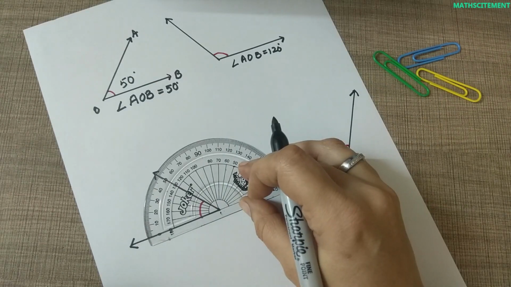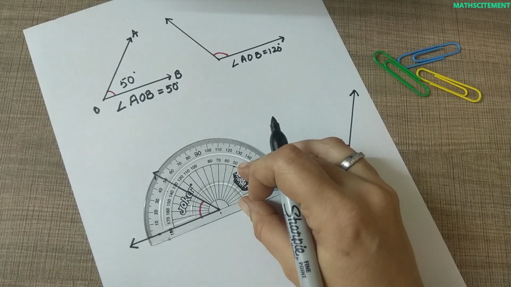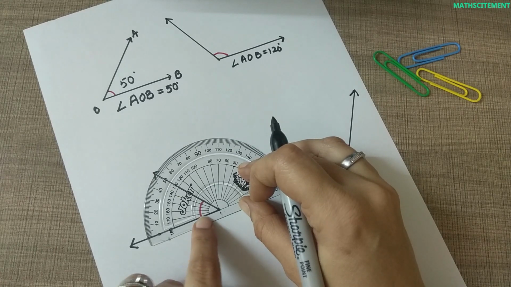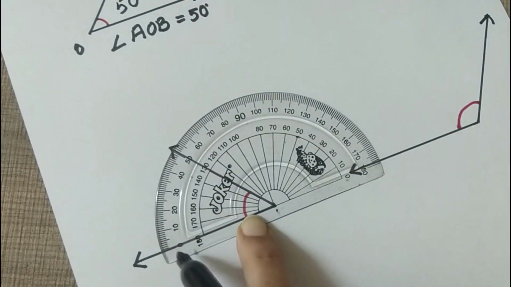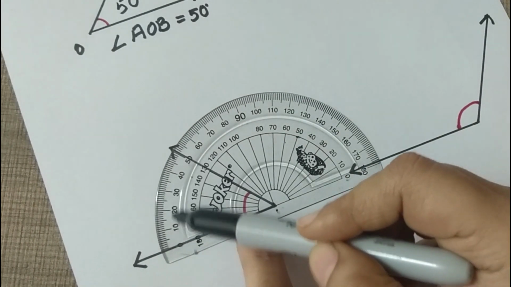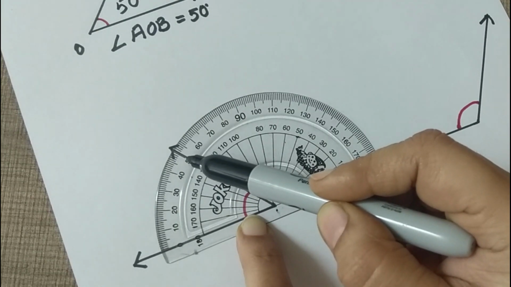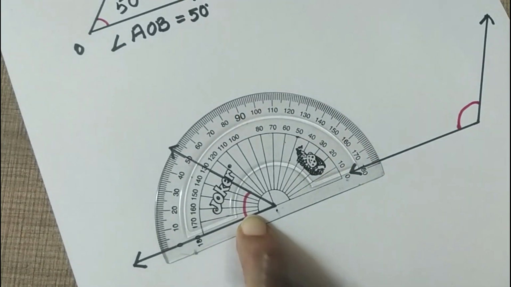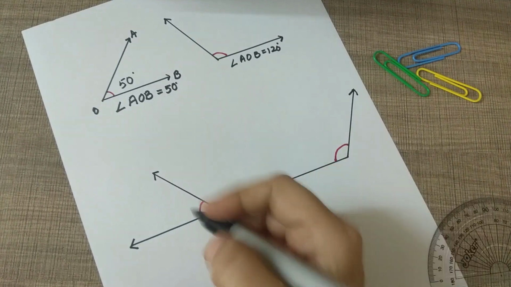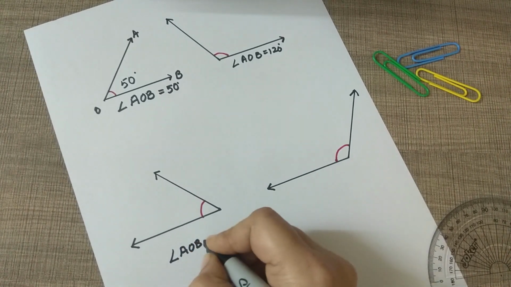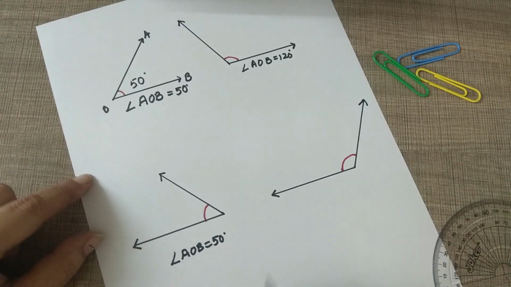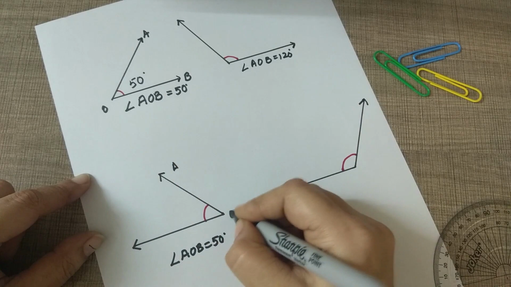Now let's come to this case. Now here you see the ray on the left hand side. This is the first thing you need to notice. The ray extends to the left hand side. So we need to look at the zero at the left hand side, and then we are going to follow it. It takes us to the 50 degree mark. So this angle measures 50.